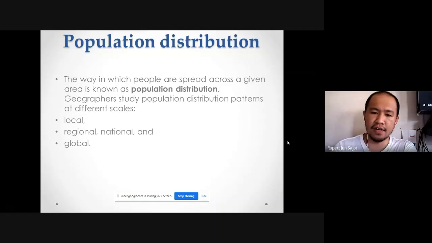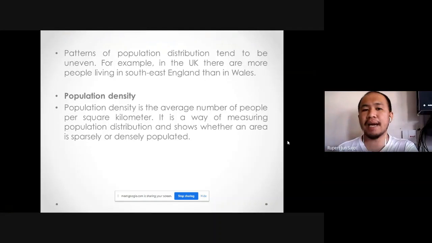Anyways, let's move on. Now, patterns of population distribution tend to be uneven. For example, in the UK, there are more people living in the southeast England than in Wales. Now, population density. Population density is the average number of people per square meter or kilometer. It is a way of measuring population distribution and shows whether an area is sparsely or densely populated.